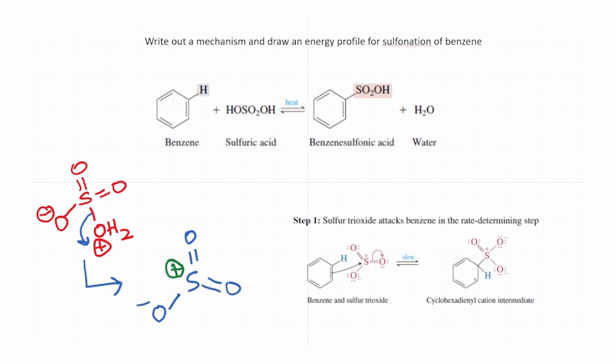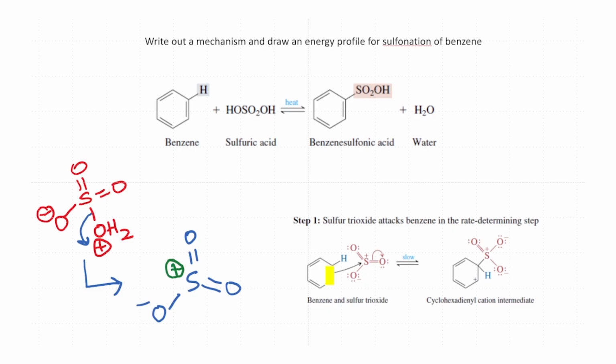In sulfuric acid, this is a protonated form of sulfuric acid, where just a proton has been moved from here to there. And you can imagine that once this oxygen gets protonated, the loss of water can occur, and it produces this SO3 species, which now is well set up to do a reaction with the benzene ring.